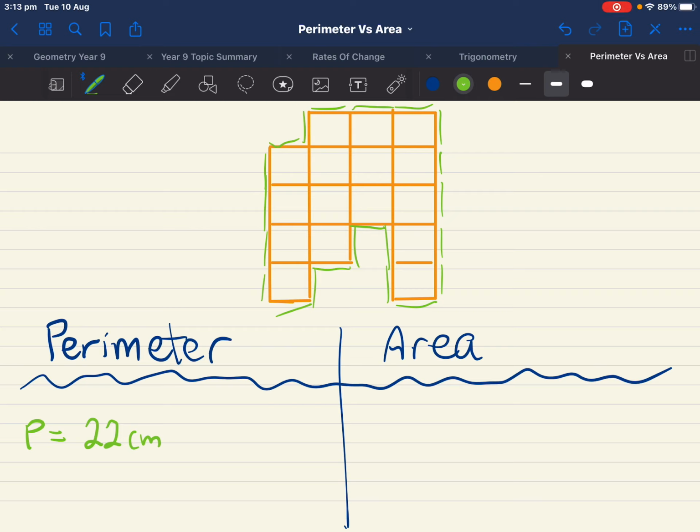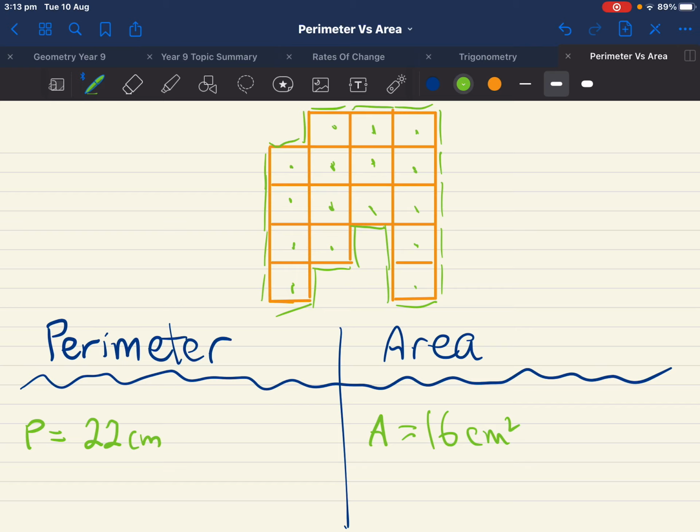What would the area be? Again, area is the space inside it. How many of these square centimeters were there? Well, let's go ahead and count. 1, 2, 3, 4, 5, 6, 7, 8, 9, 10, 11, 12, 13, 14, 15, 16. This shape has an area of 16 square centimeters. So it really is as simple as that when you're given shapes like this.